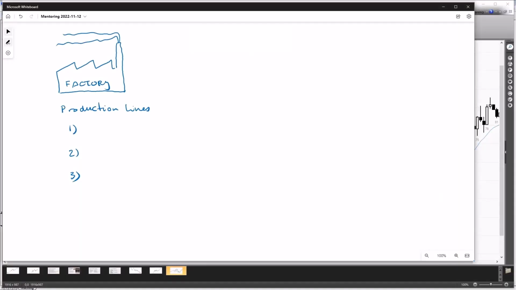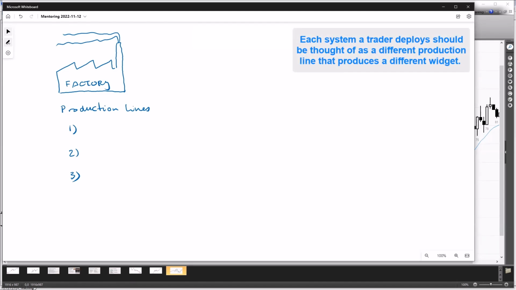The way I see it is like this. There is a factory. Hopefully, it's not polluting as much as this one is doing. So trading is a series of production lines, and these production lines are producing widgets of different kinds.